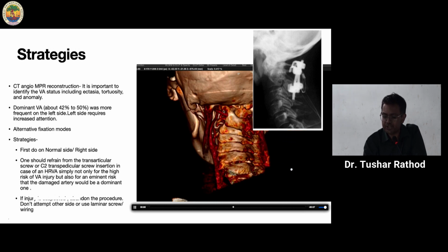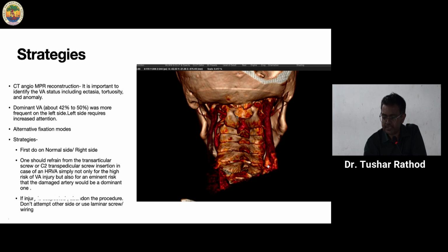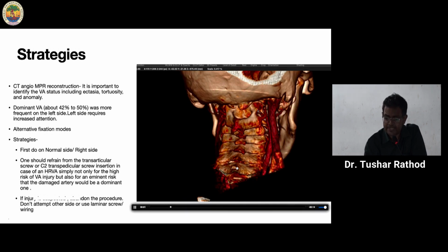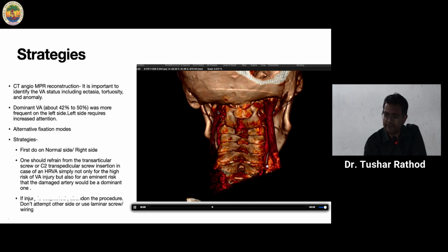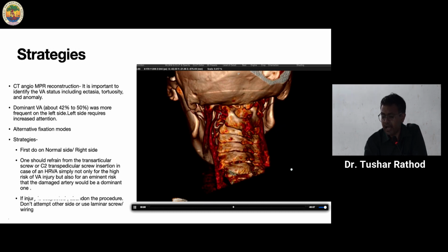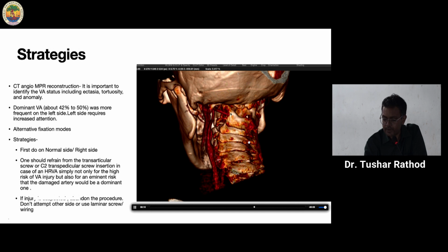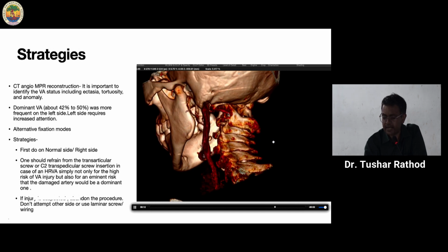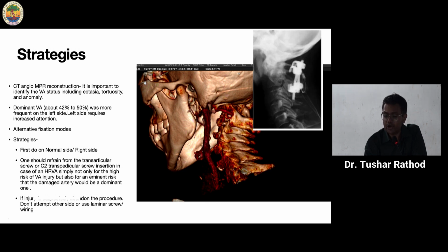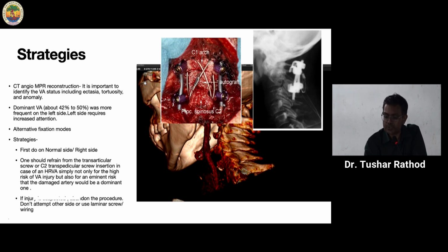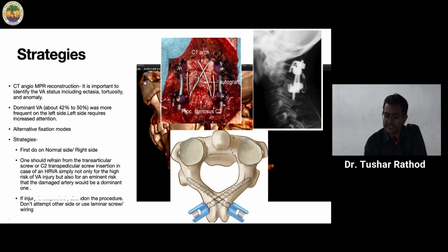Here, this patient has an absent vertebral artery on the right side and a dominant vertebral artery on the left side. We operated this last month only. You can see there's a dysplastic C2 pars, and the vertebral artery is dominant, which is a common scenario in 50% of the patients. So the dominant artery comes on the left side. Here you have to explore the alternative fixation like hooks or sublaminar wiring or a C2 laminar screw.